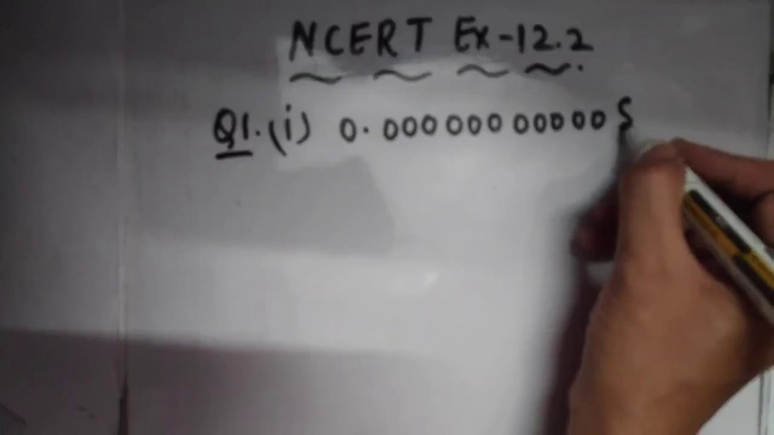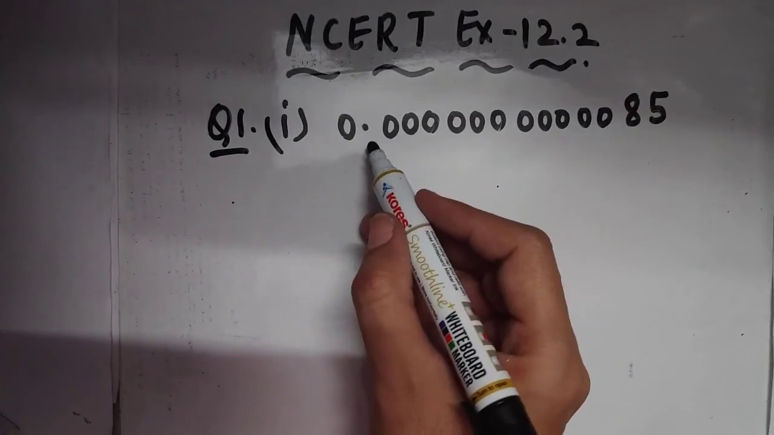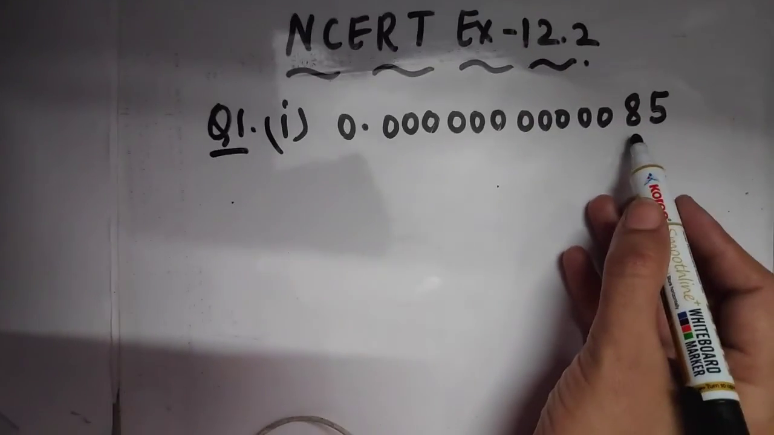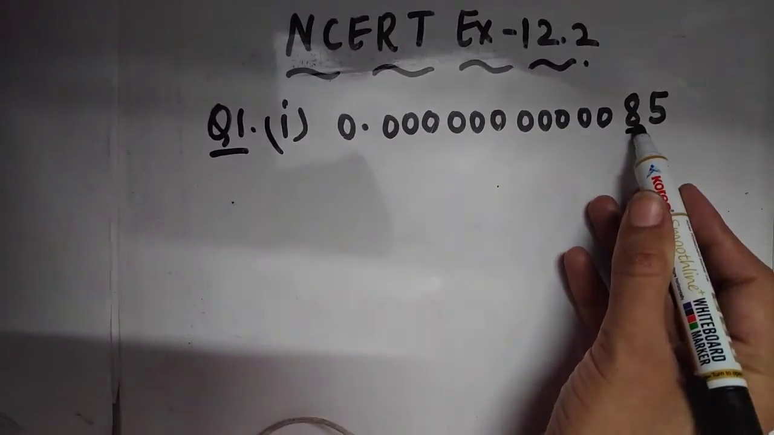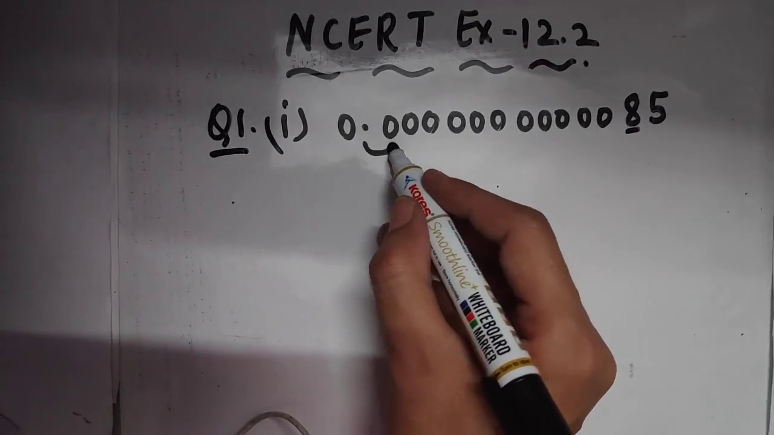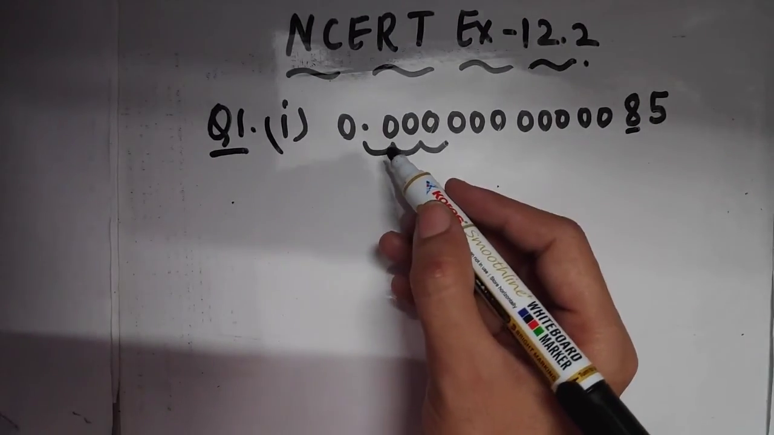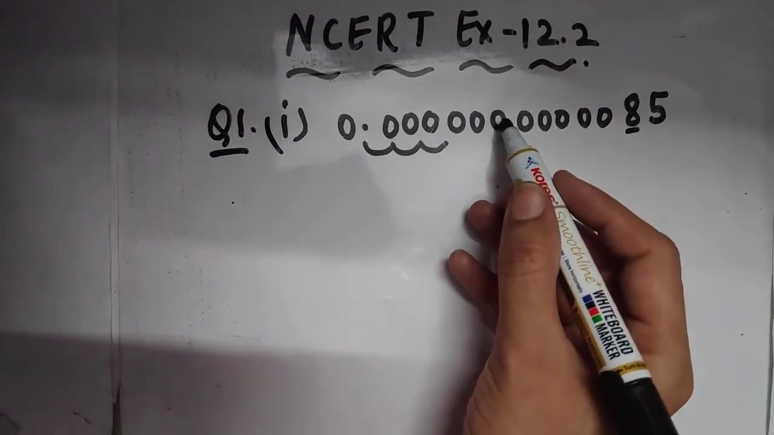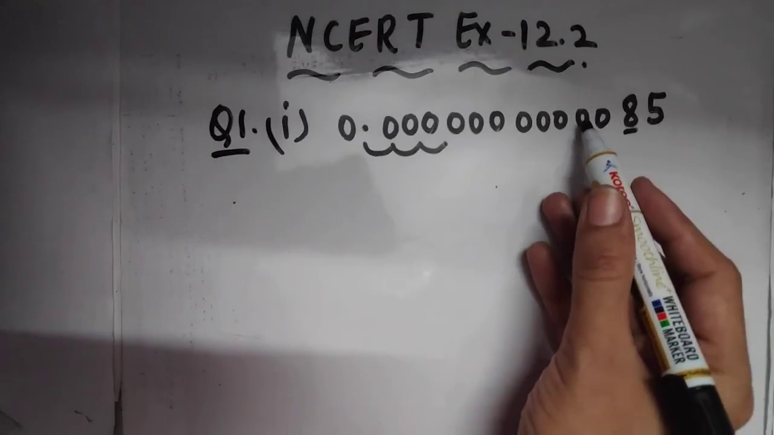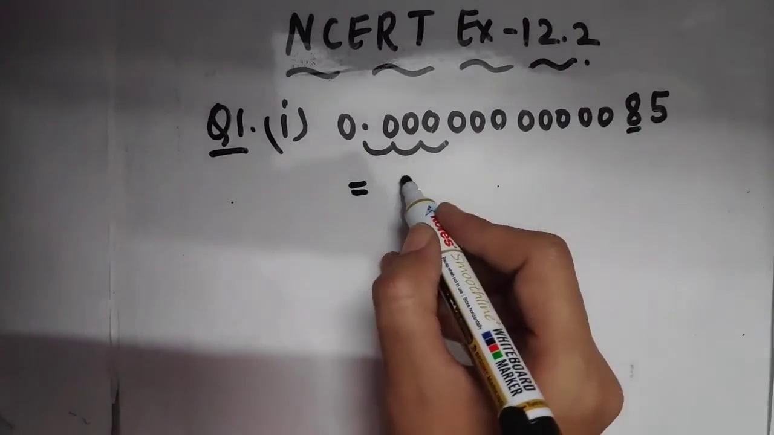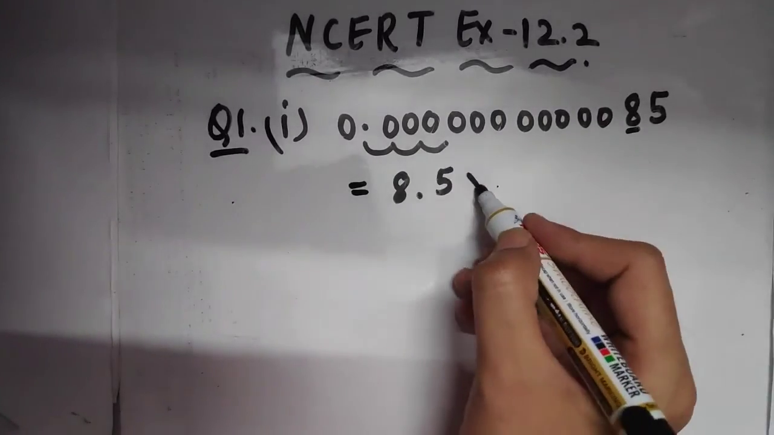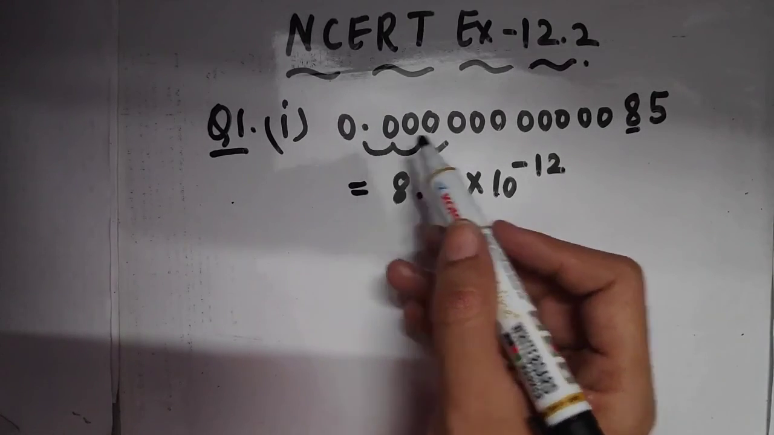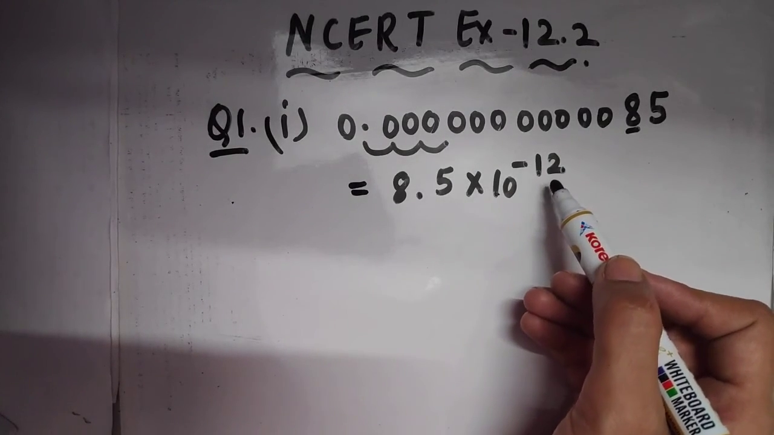It is now 85. Now you can see the decimal is here. From left to right you are supposed to move until you get the first digit. So I am moving the decimal like this. How many steps am I moving? Let us see. This is 1, 2, 3, 4, 5, 6, 7, 8, 9, 10, 11 and 12. So it will be 8 decimal 5 into 10 raised to the power minus 12, as we are moving the decimal from left to right, so the exponent will be negative.